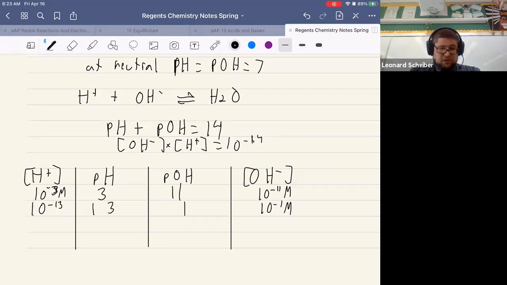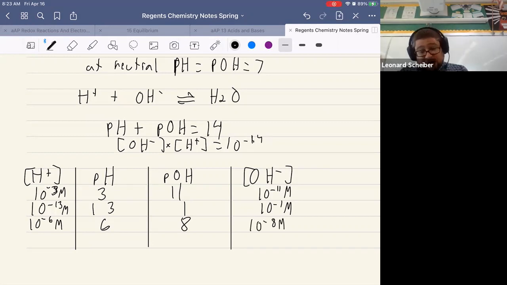See, not so hard. What if we had a pH of 6? A pH of 6 would give us an H plus concentration of 10 to the minus 6 molar. It would also give us a pOH of 8, and a pOH of 8 gives us an OH minus concentration of 10 to the minus 8 molar. Not super difficult, okay?